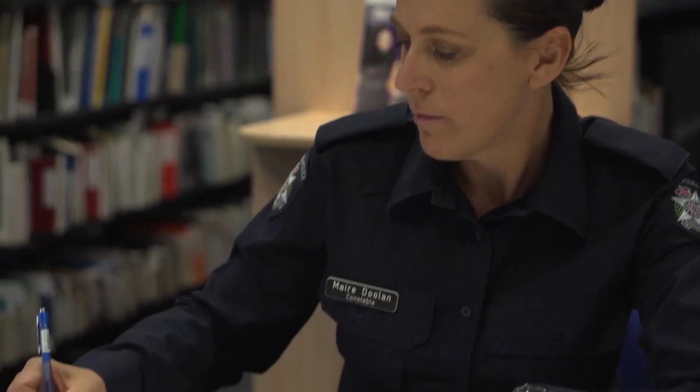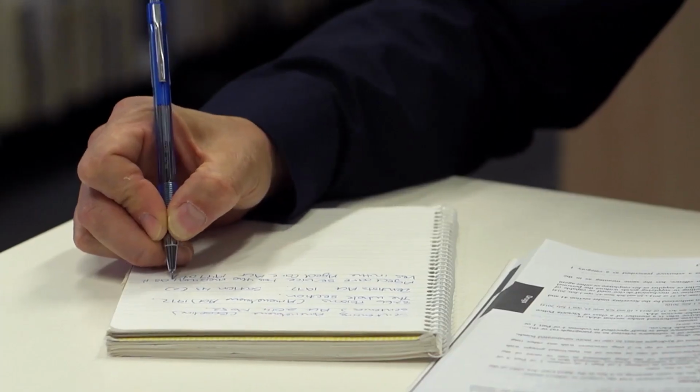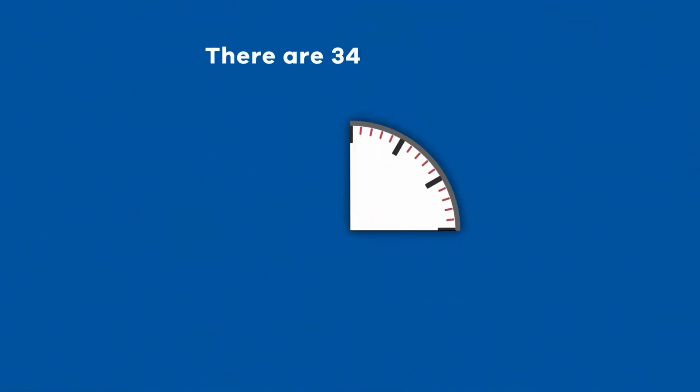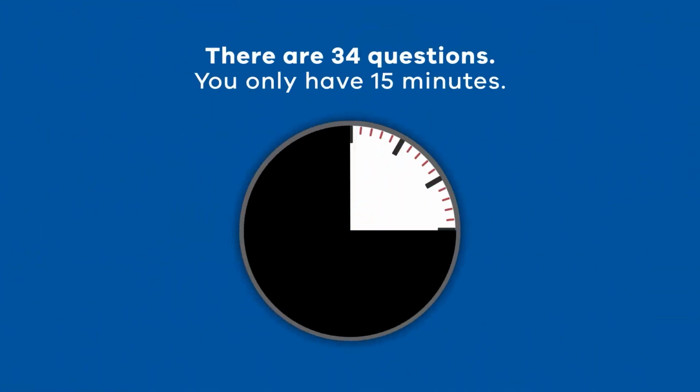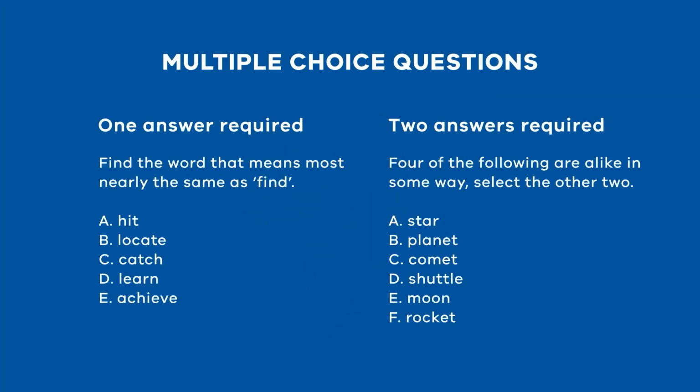In policing, reasoning skills are important because they help you to solve problems, see relationships, evaluate information and make connections between situations and events. There are 34 questions in this section of the exam and you only have 15 minutes to complete them, so you need to work quickly. The questions are multiple choice and you'll answer them on a computer. You'll need to click on the box next to the correct answer.